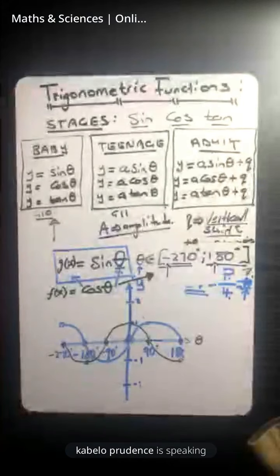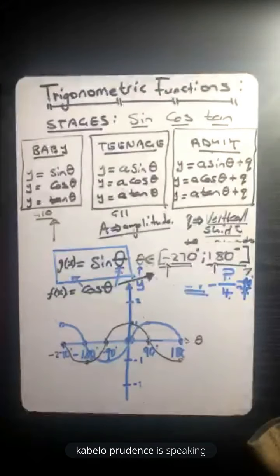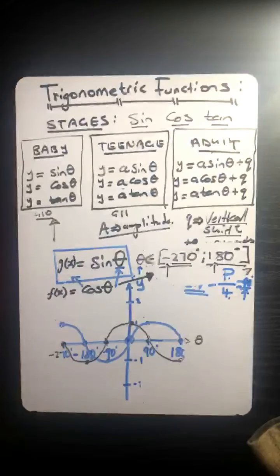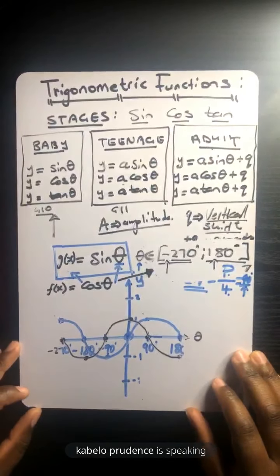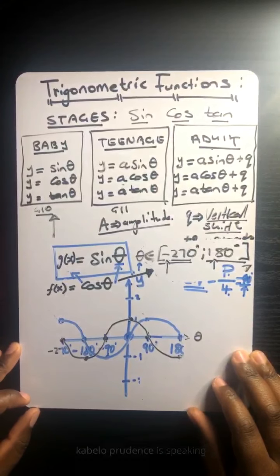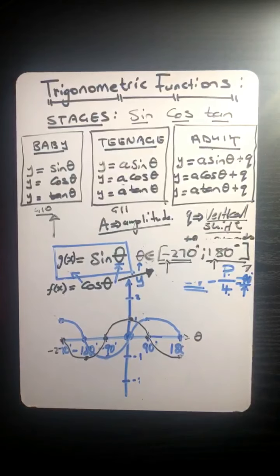Sir, that formula CV is equal to pi over 4, negative... Sure, pi over 4. Is that grade 10 or grade 11? Now I'm confused.